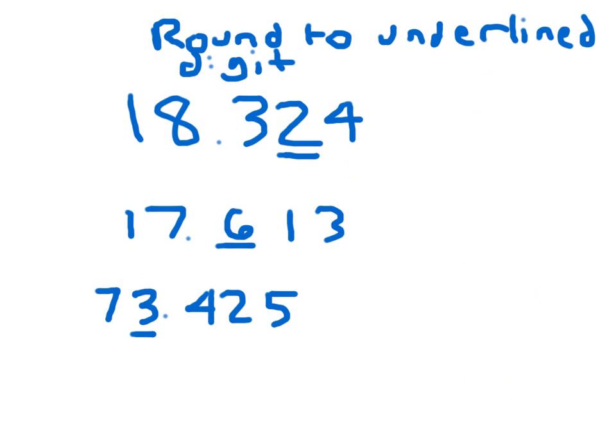Alright, let me show you a few more examples before you try some on your own. It says round to the underlined digit. I have this number, 18 and 324 thousandths. I'm looking at this 2 that's underlined, meaning I'm rounding to the what place? Hundredths place. I'm going to circle that 2 and underline the 4 to follow that strategy and approach.